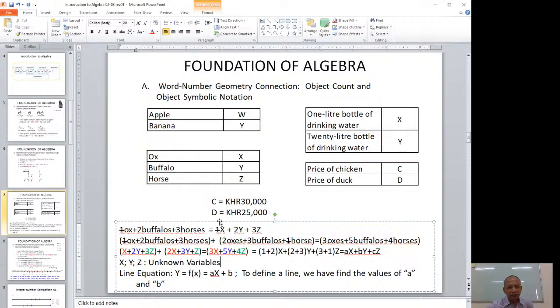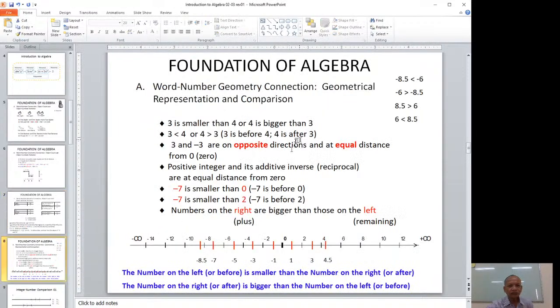Later, all this will be on the exam. So like this line equation, y equals f(x) equals ax plus b. When you need to determine the line function, we need to find a and b. Again, we say that we can represent numbers by a line, by a segment.